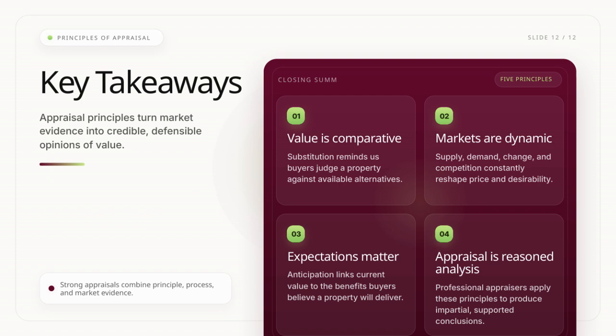Fourth, appraisal is a reasoned analysis. Professional appraisers use these principles to provide impartial and well-supported conclusions. Ultimately, strong appraisals blend these core principles, a rigorous process, and solid market evidence to arrive at reliable value assessments.